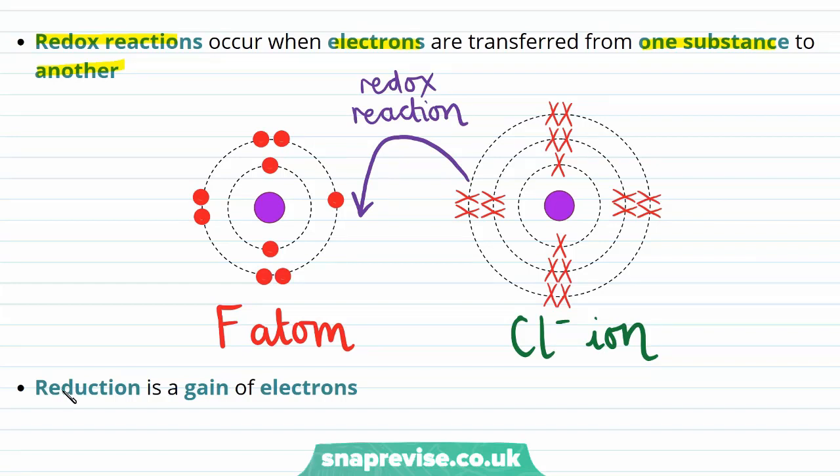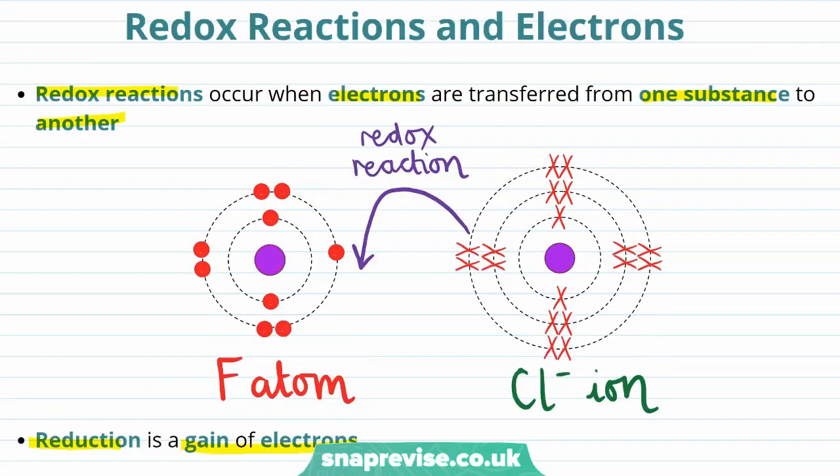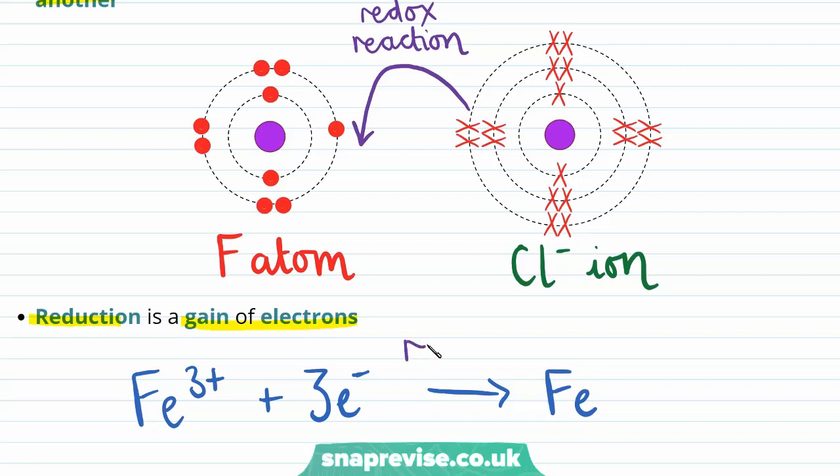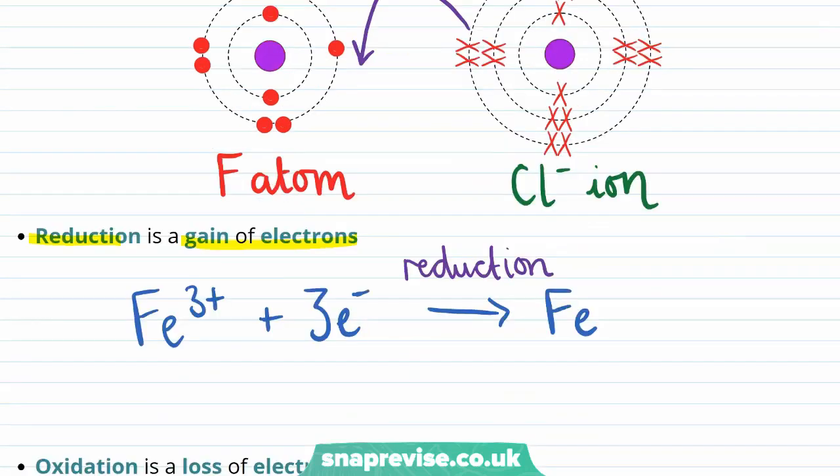We describe a process as reduction if it involves the gain of electrons. For example, if we have an Fe3+ iron cation, and this cation gains 3 electrons in order to form an iron atom, we would say that this is a reduction process, or that the Fe3+ has been reduced to Fe.